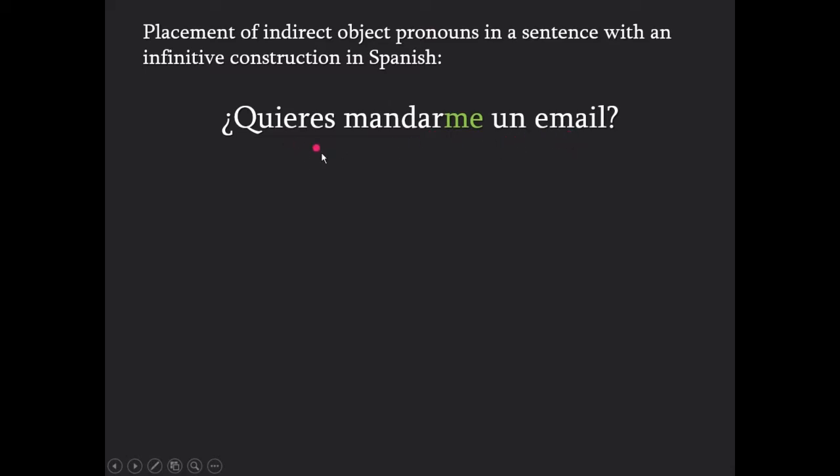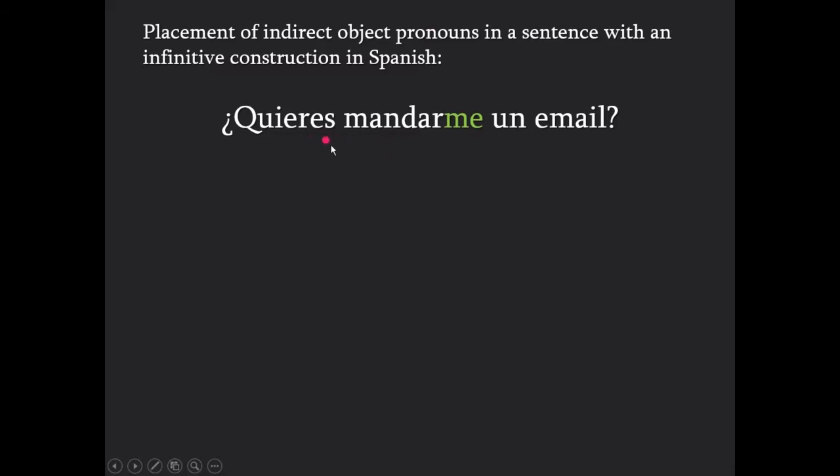Now notice this sentence has two verbs in it. It has a conjugated verb, quieres, do you want, and then it has the infinitive to send. And notice that infinitive is mandar. Do you want to send? Well, the me is attached right onto the end. So when you have two verbs in a row in Spanish, we never conjugate the second one. And you can attach the indirect object pronoun right onto the end of it. And this is actually very similar to English word order. If you translate it, said, do you want to send me an email?